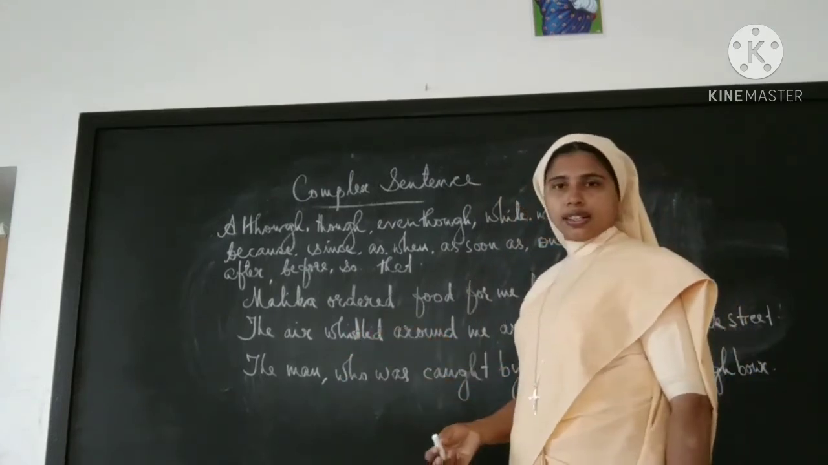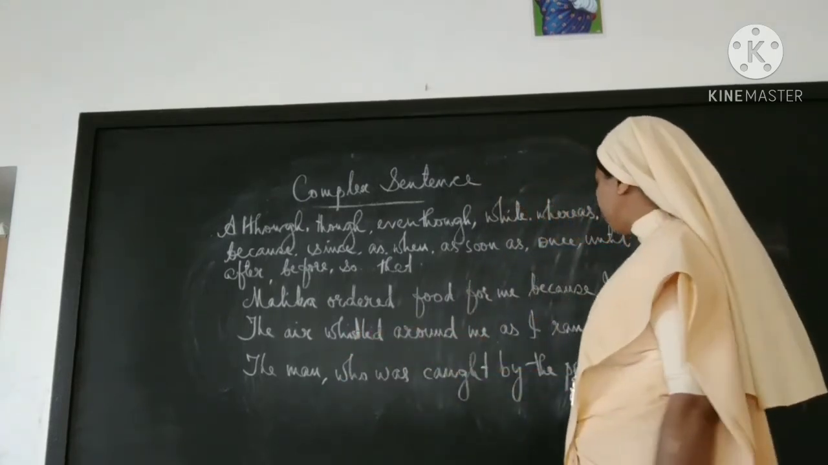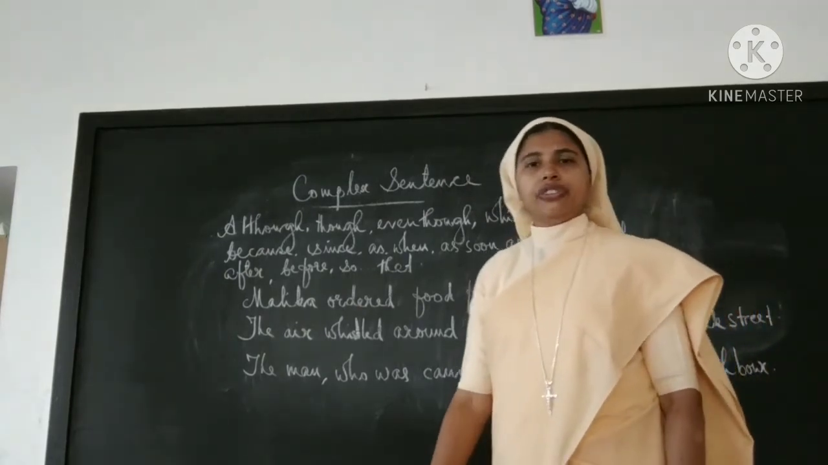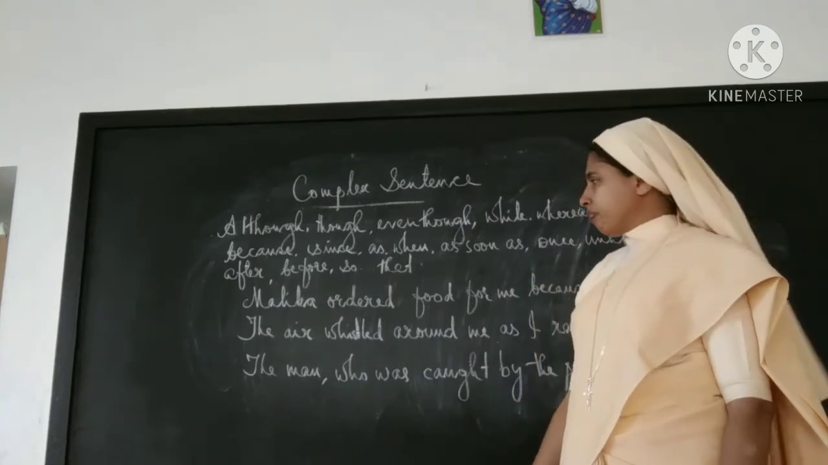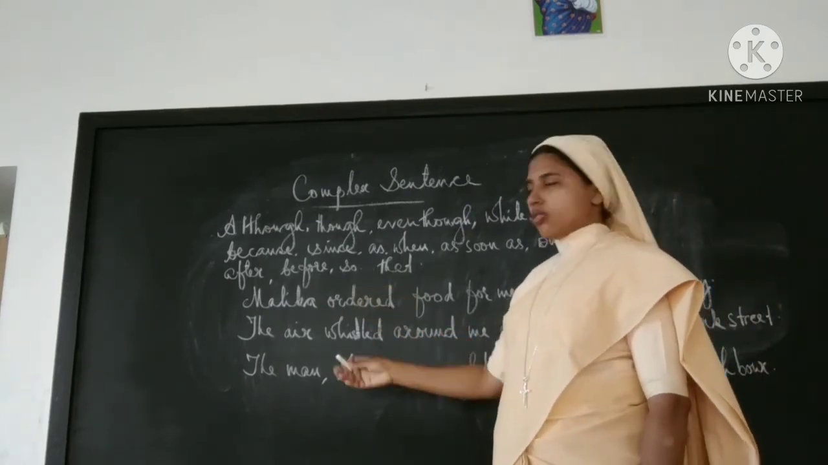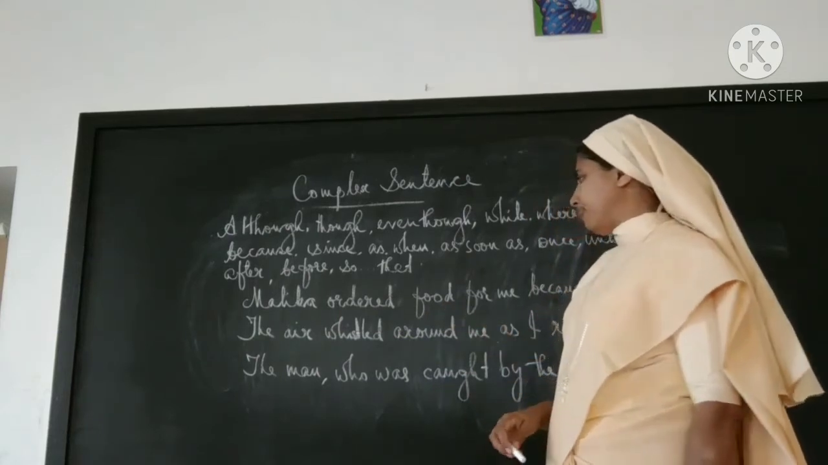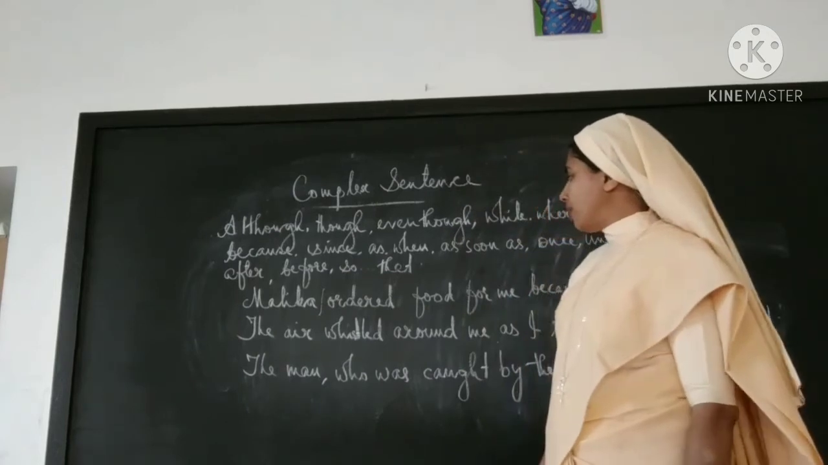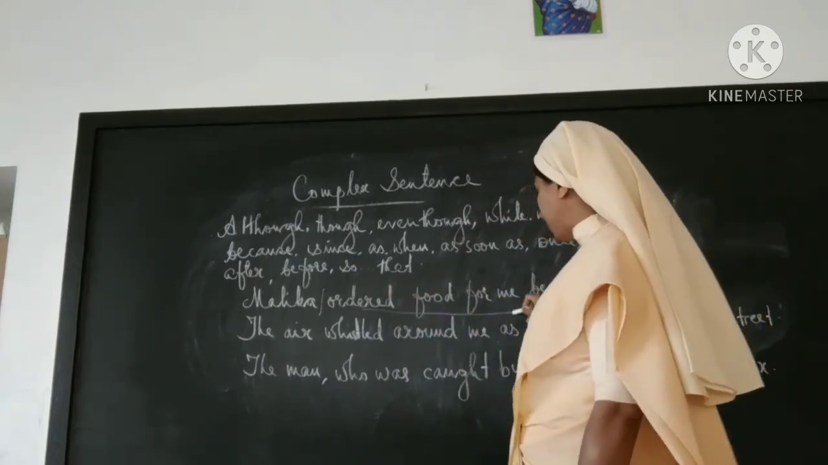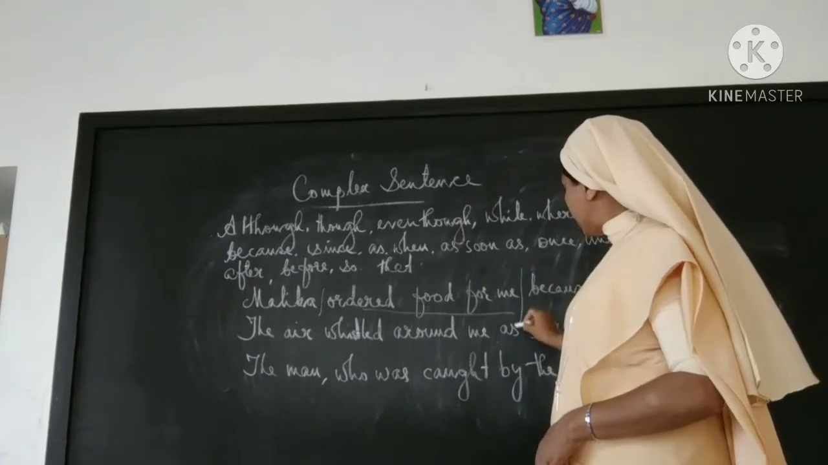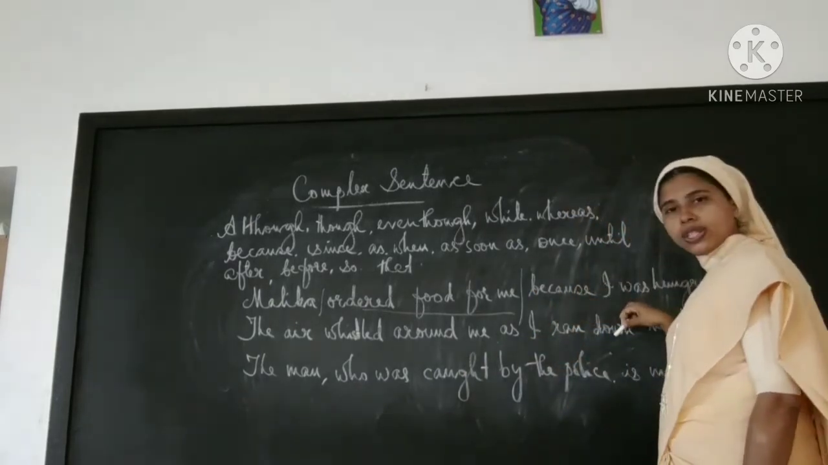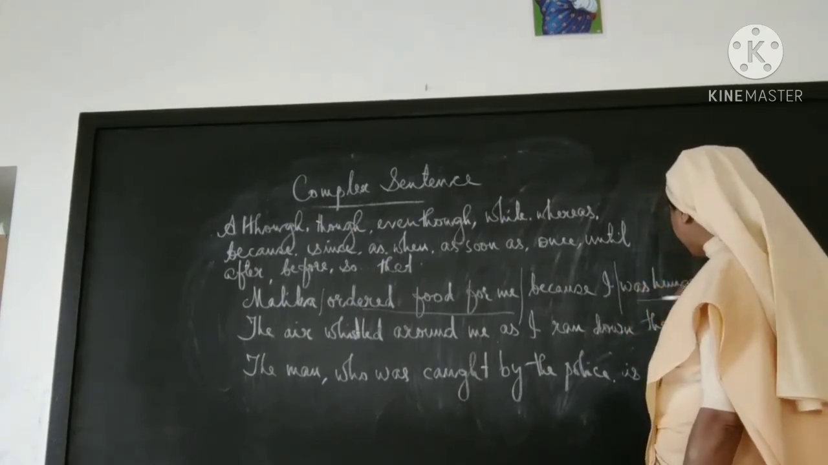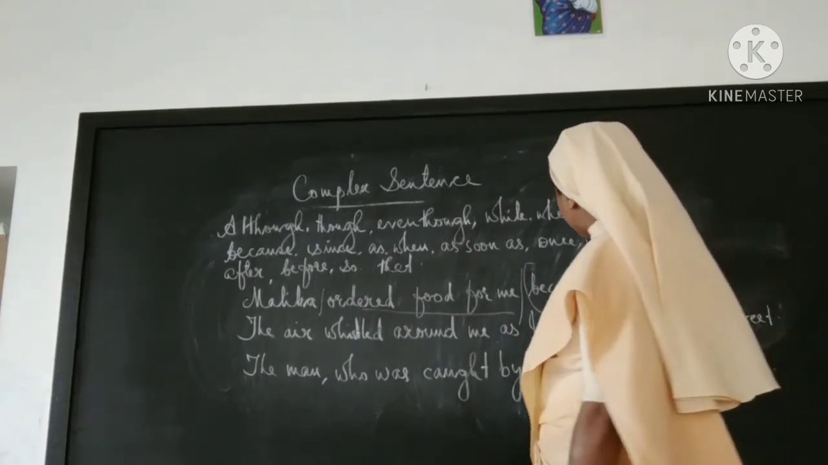Okay, let's analyze these sentences. Malika ordered food for me because I was hungry. Let's analyze the structure. Malika ordered food for me. Here the subject is Malika, and "ordered food for me" is the predicate part. Okay, this is one clause. And the next one is "because I was hungry." Here the subject is I, and "was hungry" is the predicate. Okay, and this is the conjunction.